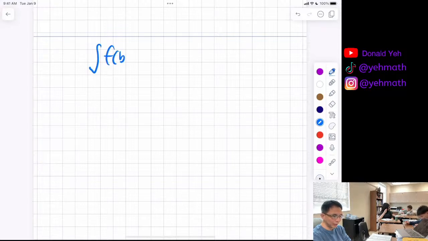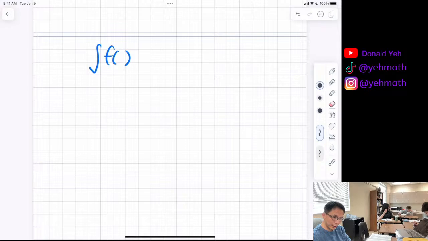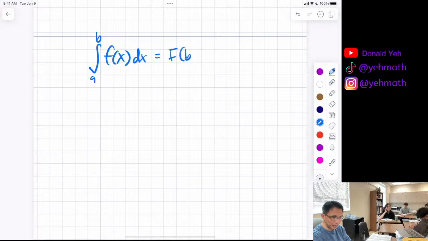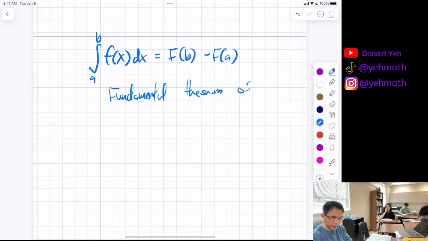If I integrate this between a and b, we know this is equal to F of b minus F of a. This is known as the fundamental theorem of calculus. Now, the fundamental theorem of calculus, it's great.